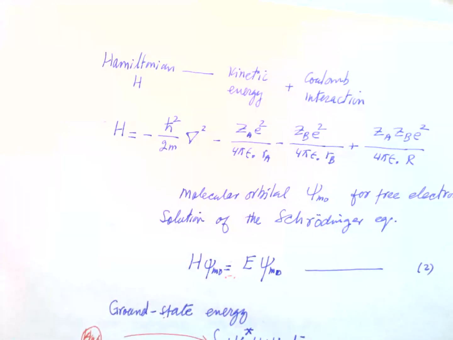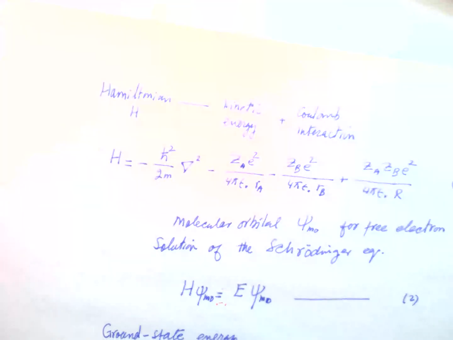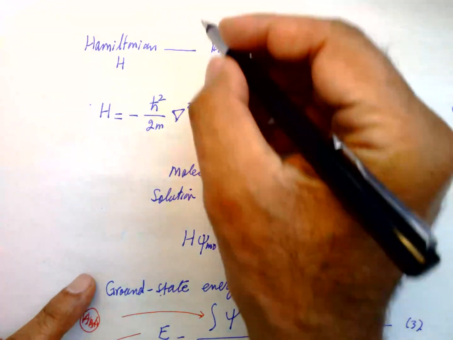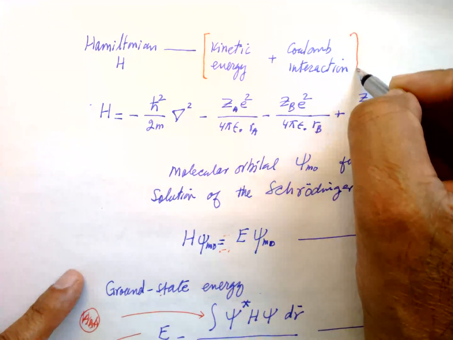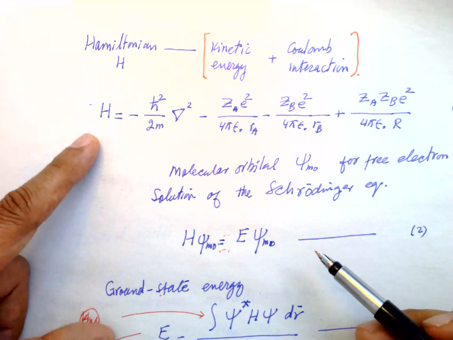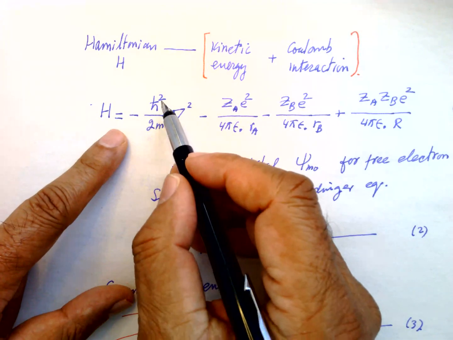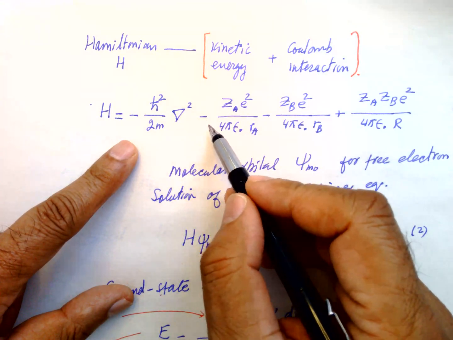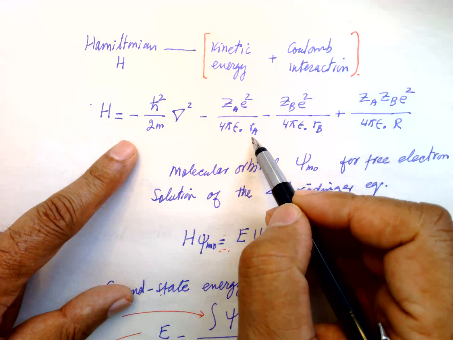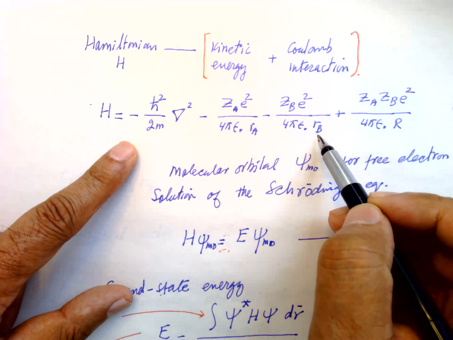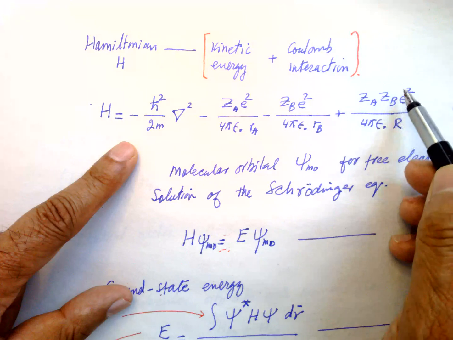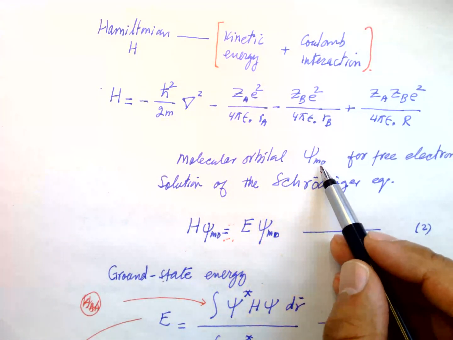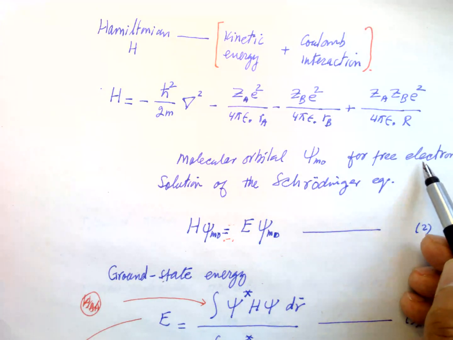So if you take the Hamiltonian of this function, the Hamiltonian is the sum of the kinetic energy and potential energy. Potential energy is the Coulomb interaction. So H is equal to minus h-bar squared over 2m times the Laplacian, plus the Coulomb potential of A and the Coulomb potential of B because of the nucleus. So the molecular orbital of this wave function is psi MO, which is for the free electron.